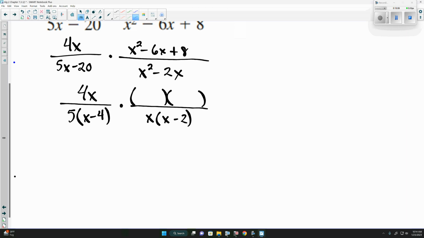Which leaves us with the last one here. X squared minus 6x plus 8. Since the third term's positive, our signs are the same and match the sign of the middle term, which will be negative and negative. The factors of x squared are x and x. And the factors of 8 that we want are 2 and 4.